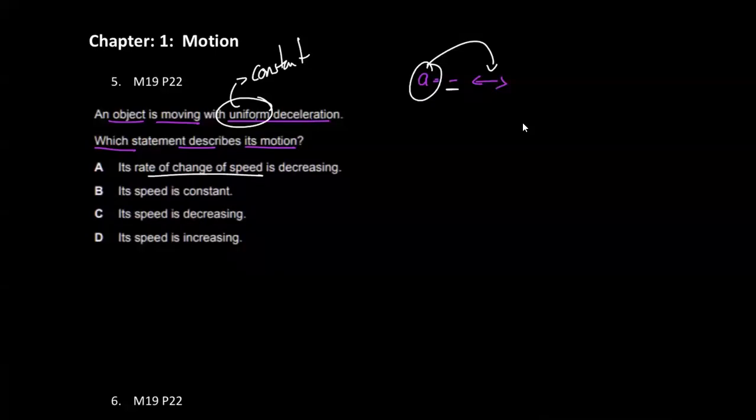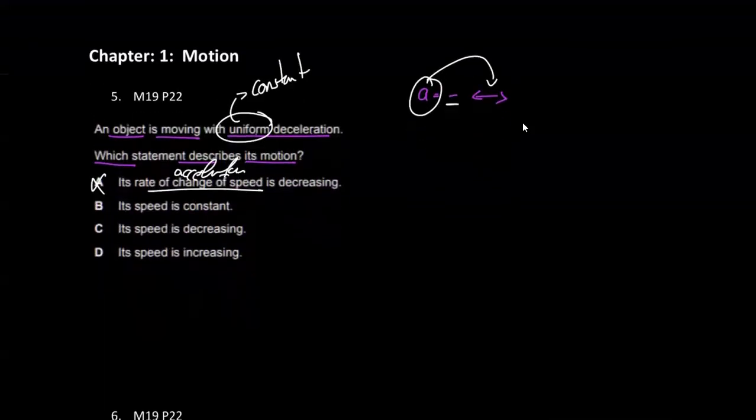Rate of change of speed क्या होता है? It is your acceleration. So its acceleration is decreasing. No, the acceleration is constant. Its speed is decreasing. Constant. Nope. This is also not correct because we have negative acceleration. Its speed is decreasing. So your answer is gonna be C.